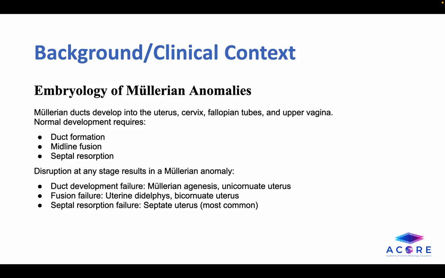Second, the ducts must fuse in the midline, and failure of this fusion leads to anomalies like uterine didelphys or a bicornuate uterus. Finally, the septum between the fused ducts must be resorbed, and failure of this final step results in a septate uterus, which is actually the most common Müllerian anomaly. And recognizing which developmental stage was disrupted helps radiologists accurately classify these abnormalities.